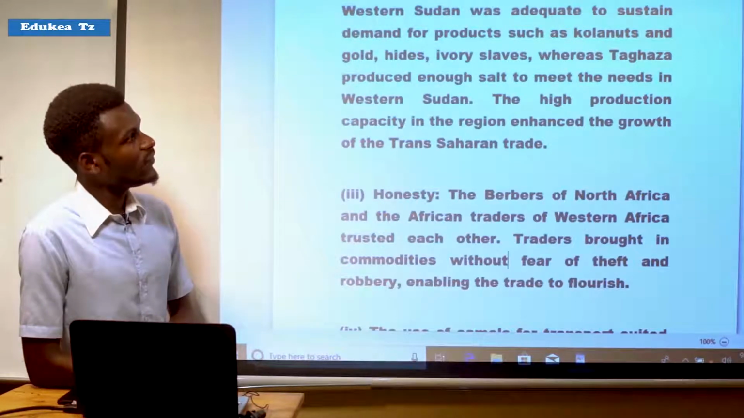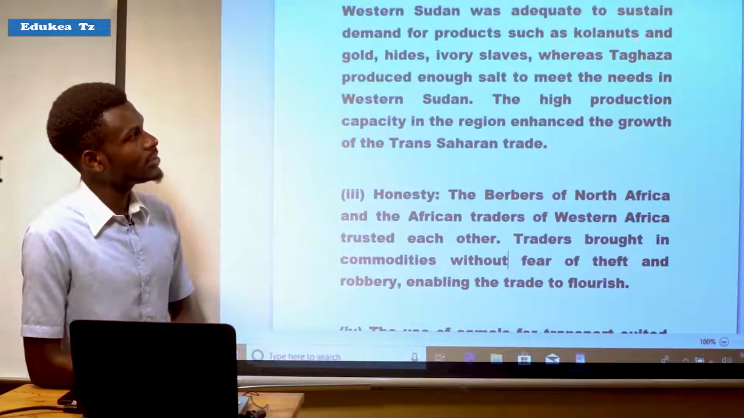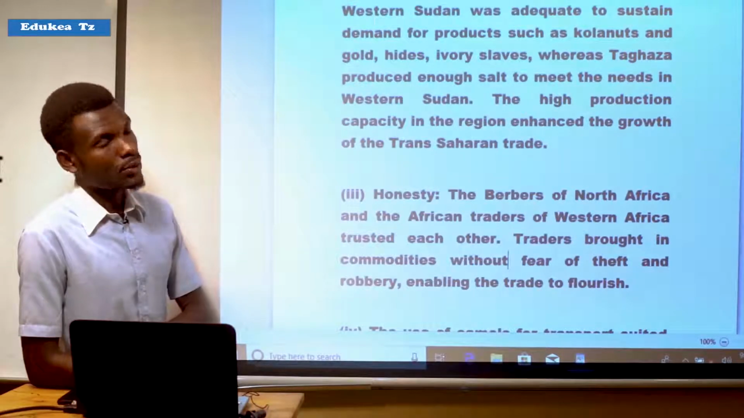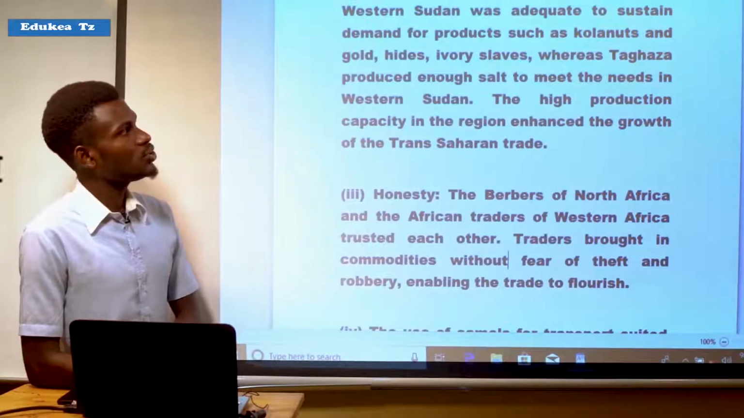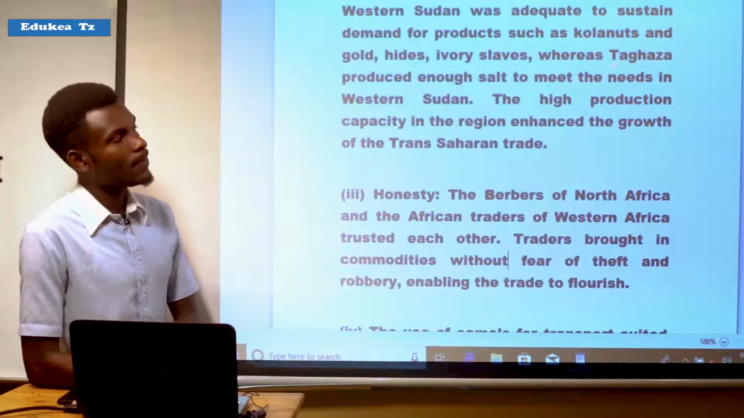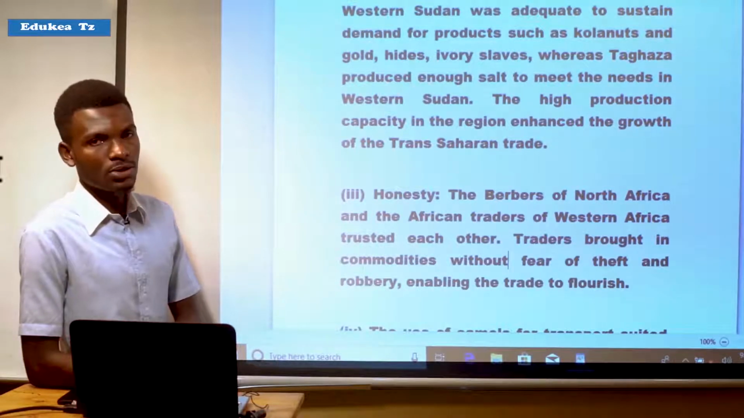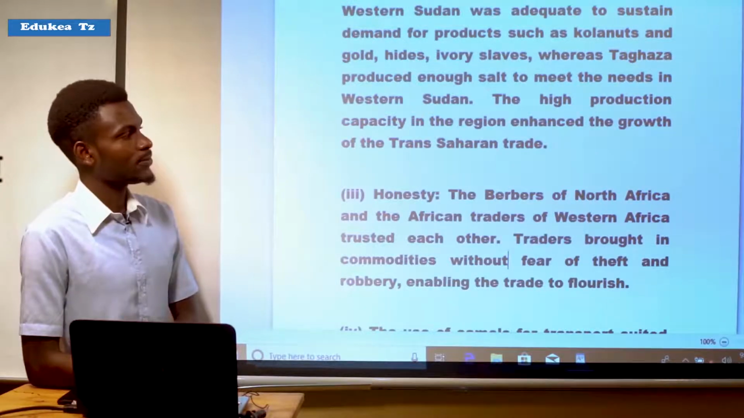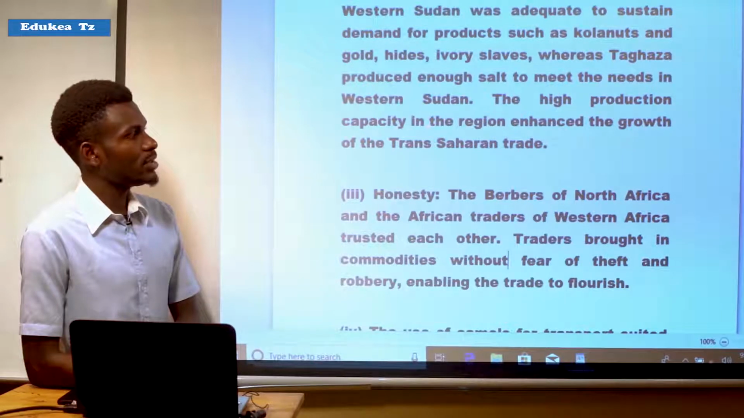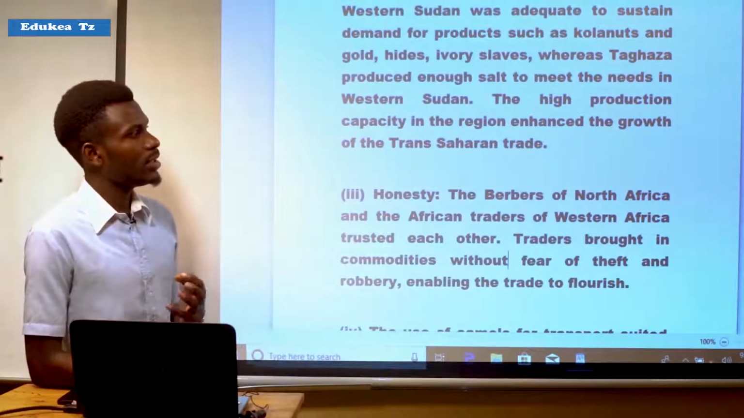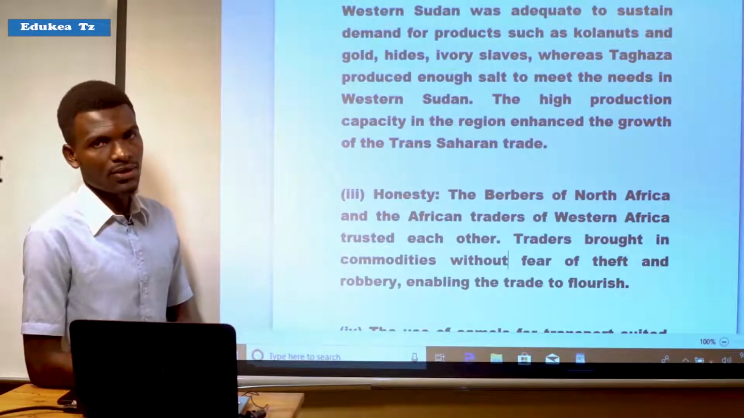The surplus in production in Western Sudan was adequate to sustain demand for products such as cola nuts, gold, ivory, and slaves, whereas Taghaza produced enough salt to meet the needs in Western Sudan. The high production capacity in the region enhanced the growth and development of Transatlantic Trade. That was factor number 2.